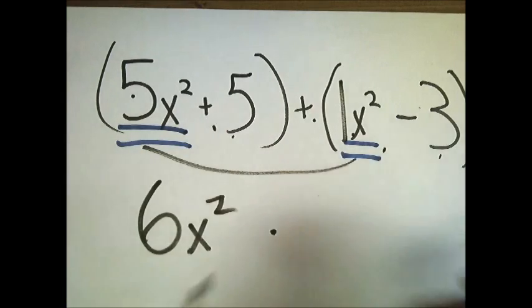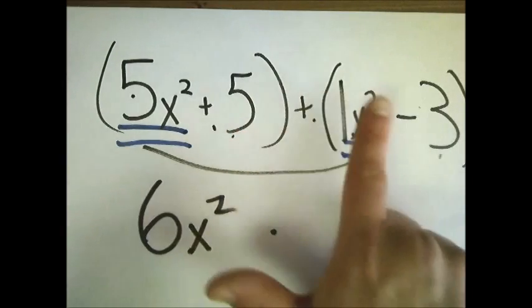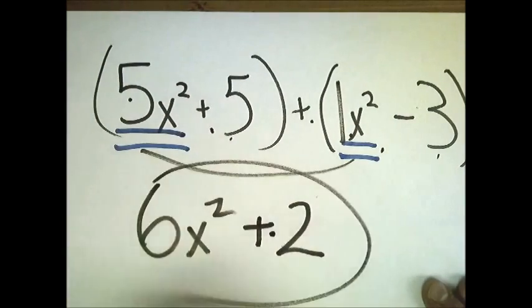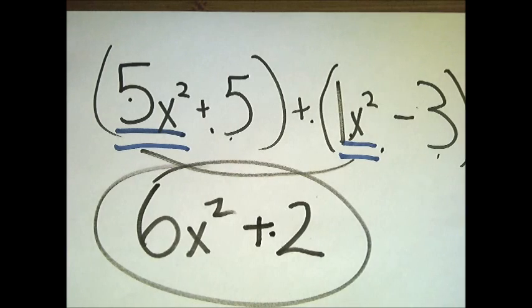5 minus 3, so I have 5, and I take 3 away. So that would leave me with plus 2. So my final answer is 6x squared plus 2. Yes, it is that easy. I know you're thinking about that right now. Let's look at a more complicated one.